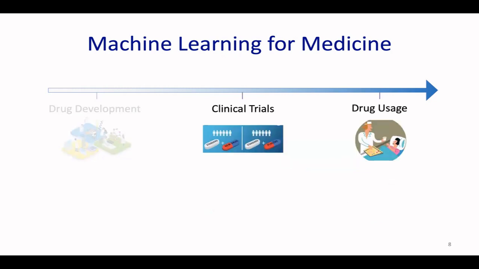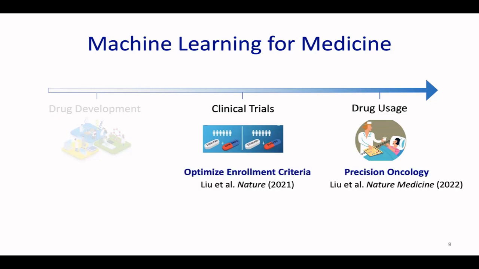Today, my talk will mainly focus on the latter two stages. After the drugs are developed, how can we use modern AI and machine learning to help clinical trial design and also to improve usage in real practice? More specifically, I'll talk about two projects. First, Trial Pathfinder, as Ahmed also mentioned: how to develop algorithms to optimize the enrollment criteria for clinical trials. And second, how to generate new hypotheses for precision oncology.